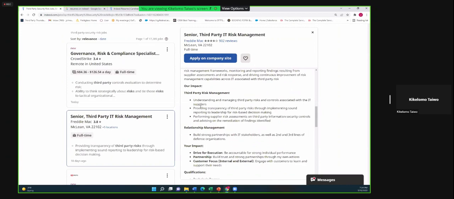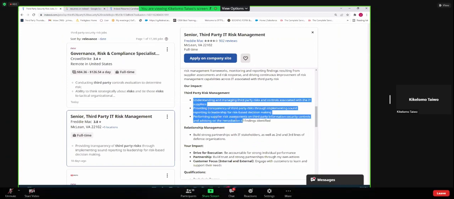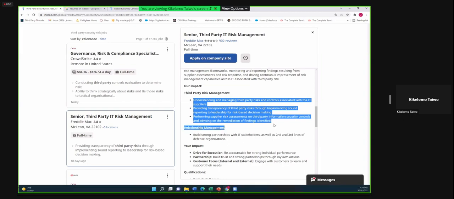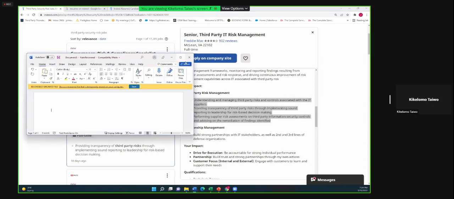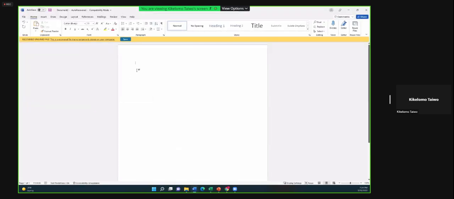Okay, for example, I want to build a resume, right? So I can just pick this. I like what is here: understanding and managing third-party risk and contrasting with the IT supply, providing transparency, like performing supplier risk, and so on. I can just pick this, copy. Once I copy, I just put it in.